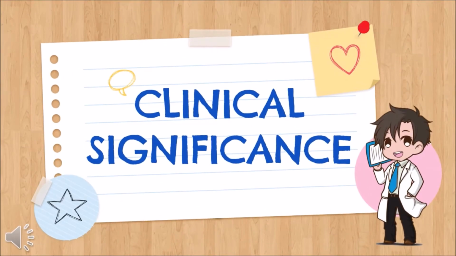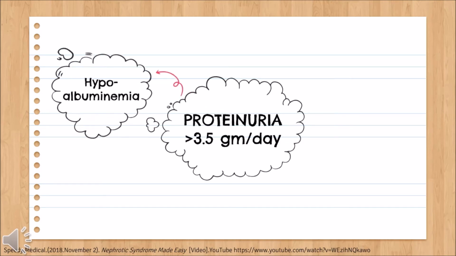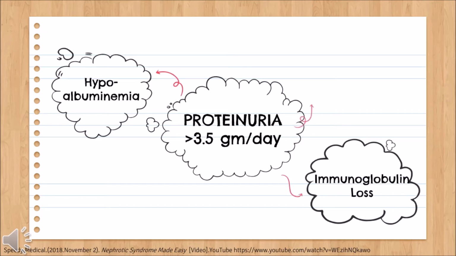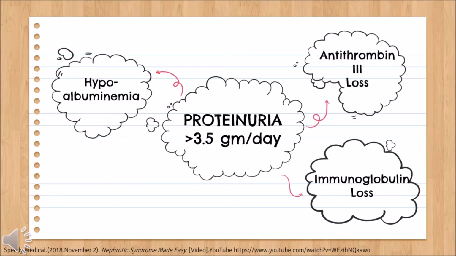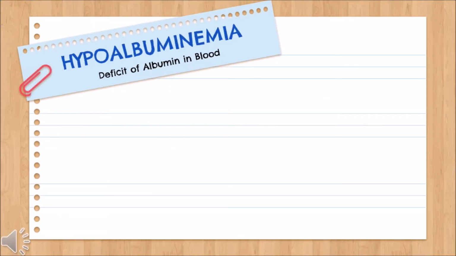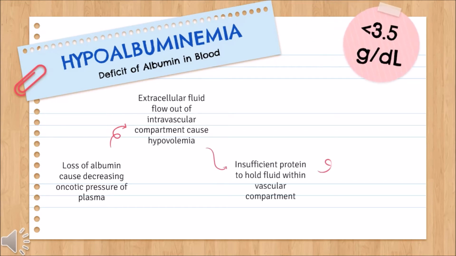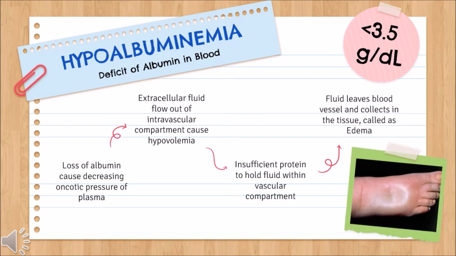Clinical significance. Due to kidney damage, proteinuria can occur, which then leads to other problems, including hypoalbuminemia, immunoglobulin loss, antithrombin 3 loss, and hyperlipidemia. Hypoalbuminemia is a condition where there is a deficit of albumin in the blood, as the albumin concentration is below 3.5 gram per deciliter. This condition will result in edema.